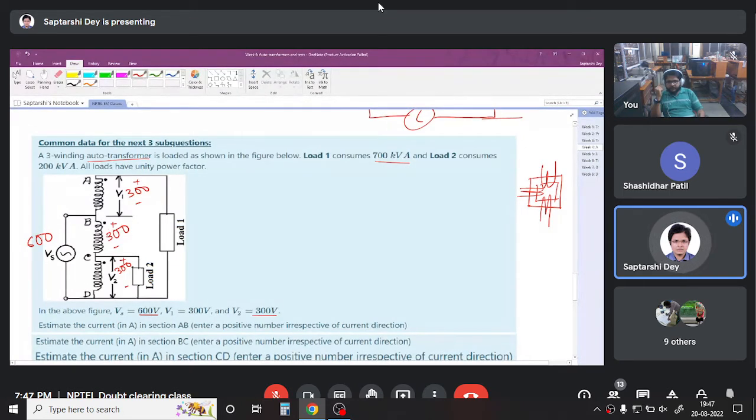Is it clear how I got 300 here? KVL. It is 600 volt here, with 300, 300. So the question is, estimate the current in ampere in section AB. We have to find out the current in AB. And the other questions are current in BC, current in CD. So basically we have to find out the current in these three sections. Now, how to find out? Where to start with? Can I find out this current?